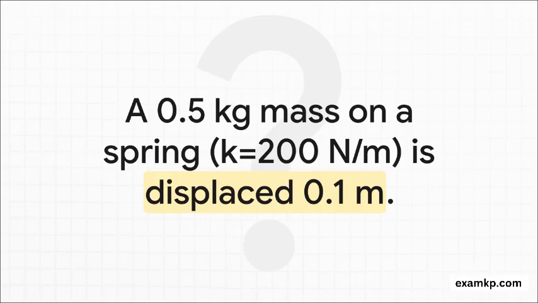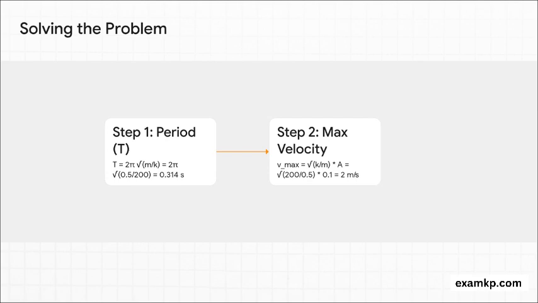Okay, let's see this in action with a typical problem. Have a look at this question on the screen. We have a 0.5 kilogram mass on a spring with a stiffness of 200 newtons per meter. We pull it back 0.1 meters and then we just let it go. So the question is, what's its period and what's its maximum velocity?